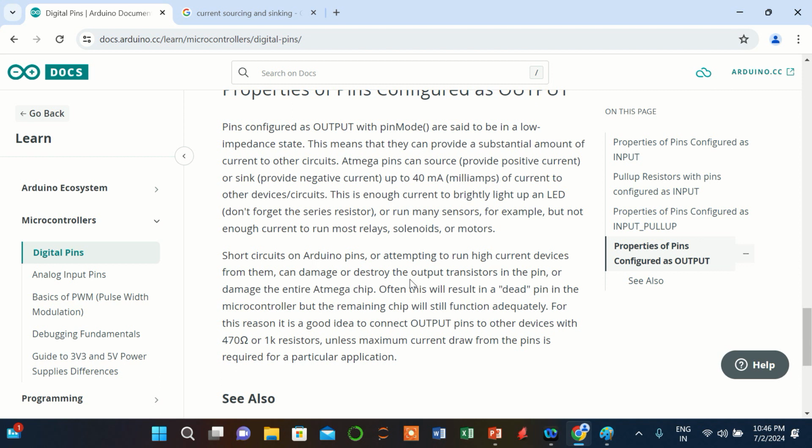However, if you want to interface, let's say, some relays, solenoid valves, motors, then 40 milliamperes is not sufficient. It may be beyond. At least a reed relay also takes more than 100 milliamperes of current. So you require external driver pins.